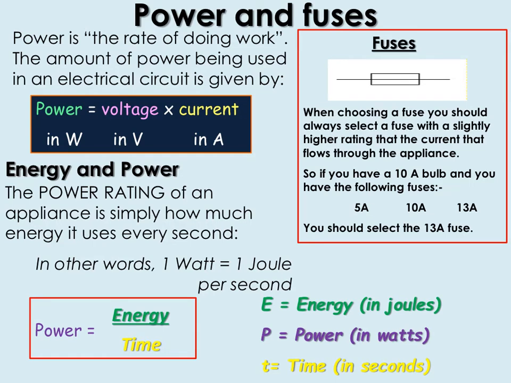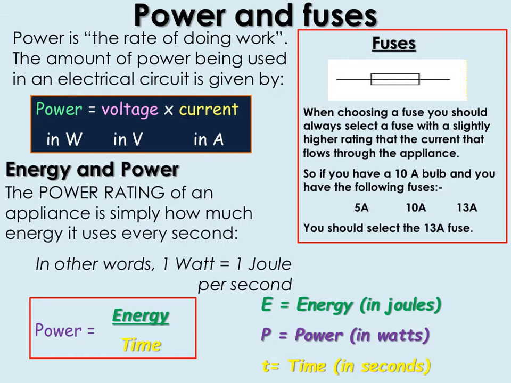We are now going to look at power and fuse values. Power is the rate of doing work, and the amount of power being used by an electrical circuit is given by the equation power is equal to voltage times current. Power is measured in watts, voltage is measured in volts, and current is measured in amps. Power can also be related to energy, and the power rating of an appliance is simply how much energy that appliance is using every second.